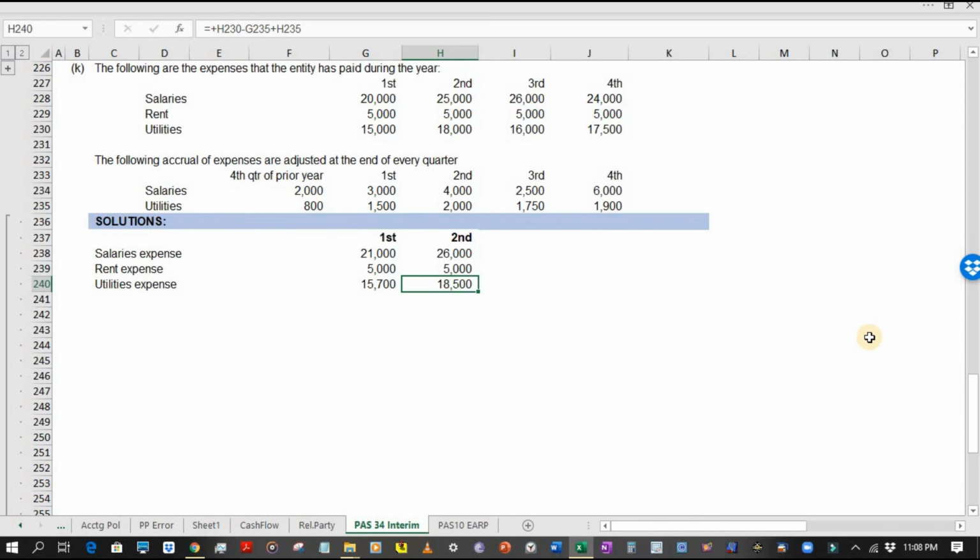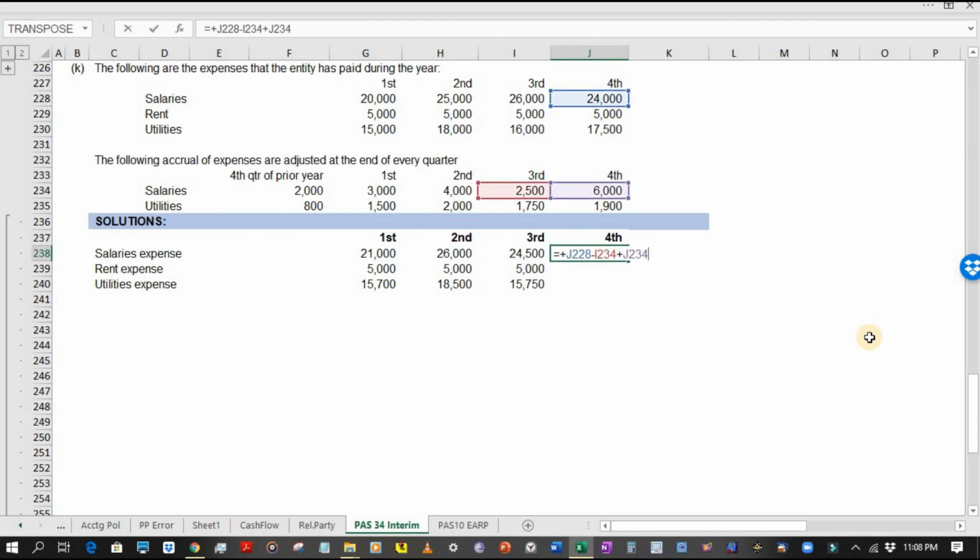Then the same procedure for the third quarter: the salaries expense is 24,500, computed as 26 plus 25 less 4,000. For the rent expense, we have 5,000. Utilities expense is 16,000 plus 1,750 less 2,000 pesos. Then for the fourth quarter, salaries expense will be 27,500, computed as this. For rent expense, we have 5,000. Then utilities expense is computed as 17,500 plus 1,900 less 1,750 pesos.